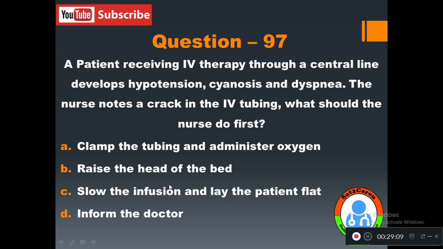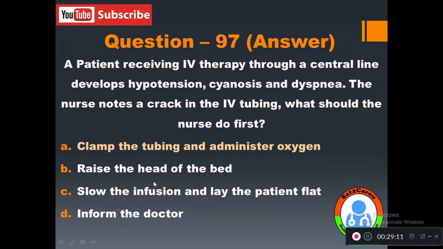The right answer is that the nurse must clamp the tubing and administer oxygen, because dyspnea and cyanosis are also happening. So administer oxygen and clamp the tube until the tube is changed.